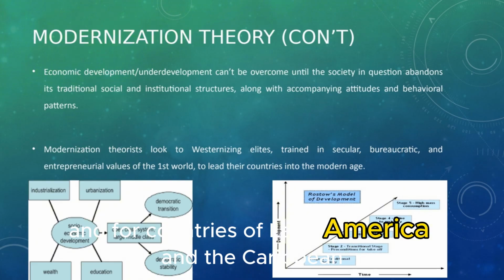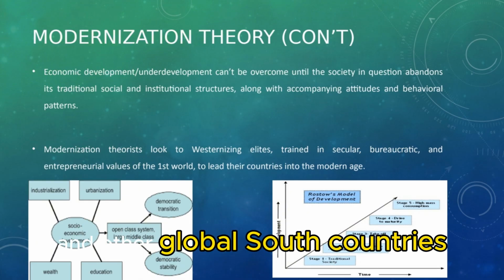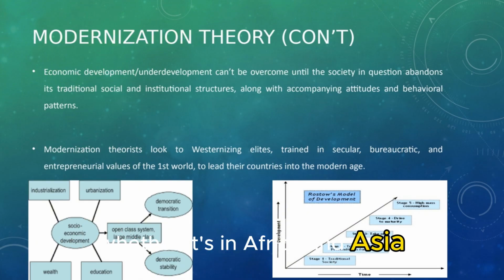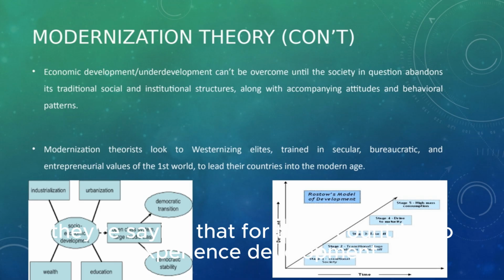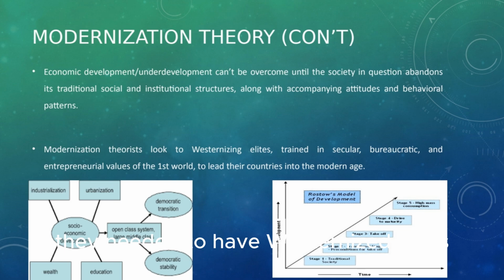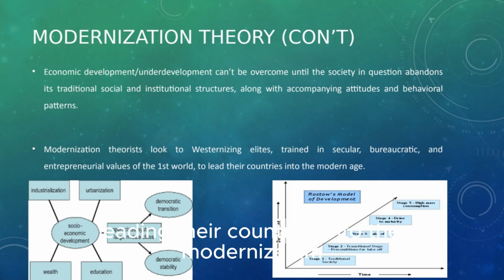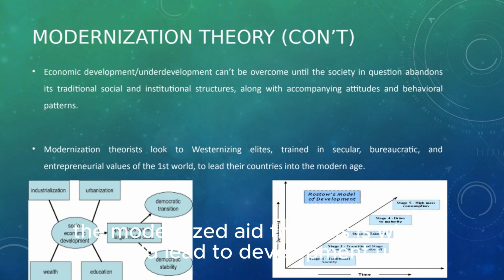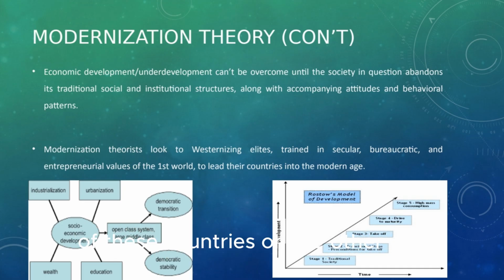And for countries of Latin America and the Caribbean and other global south countries, whether in Africa or Asia, they're saying that for these countries to experience development, they needed to have westernized elites that were schooled in the global north, trained in secular, bureaucratic, and entrepreneurial values, coming back to their countries, leading them into the modernized age. That this is what would lead to development of these countries.